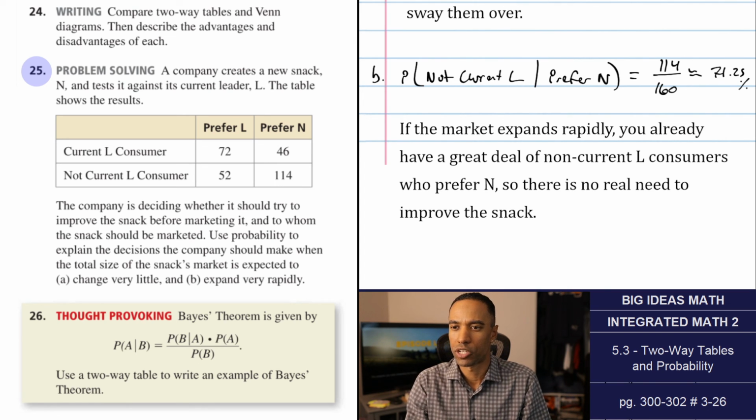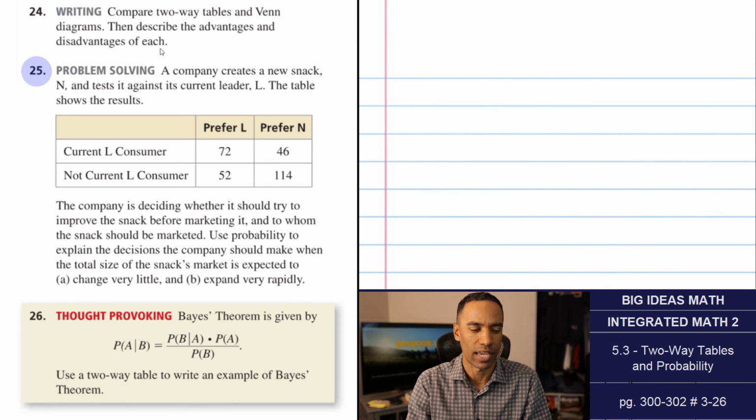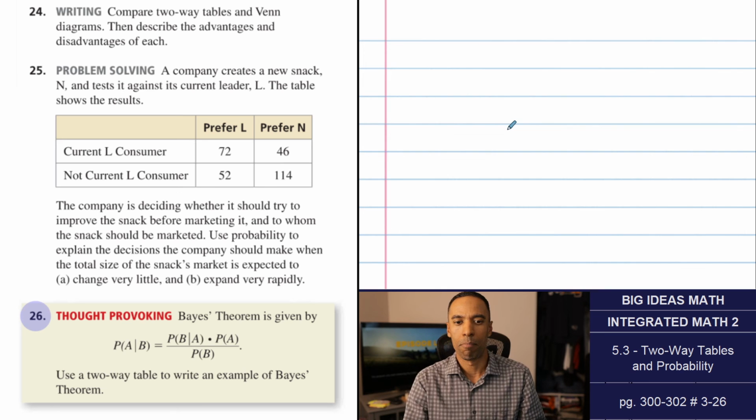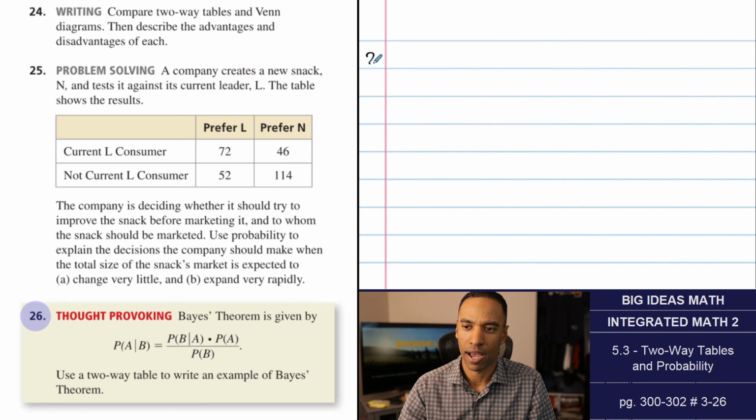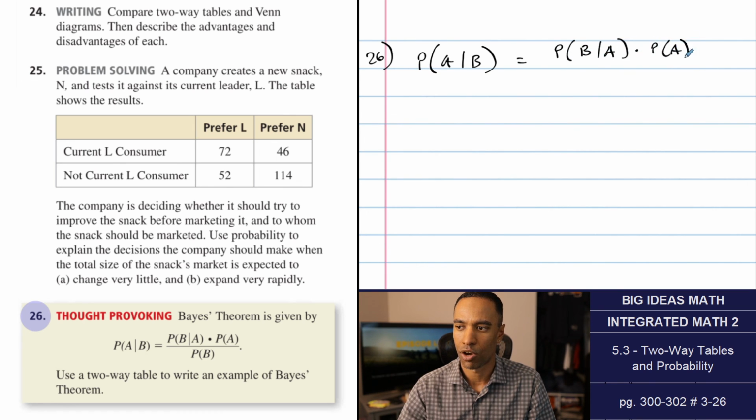Okay, I got one more question, and that final question is number 26. The time did not ever improve for me when it came to these videos. But number 26, Bayes' theorem is given by that: P of A given B. I remember the name. I don't remember how it works. Probability of B given A times probability of A over probability of B.